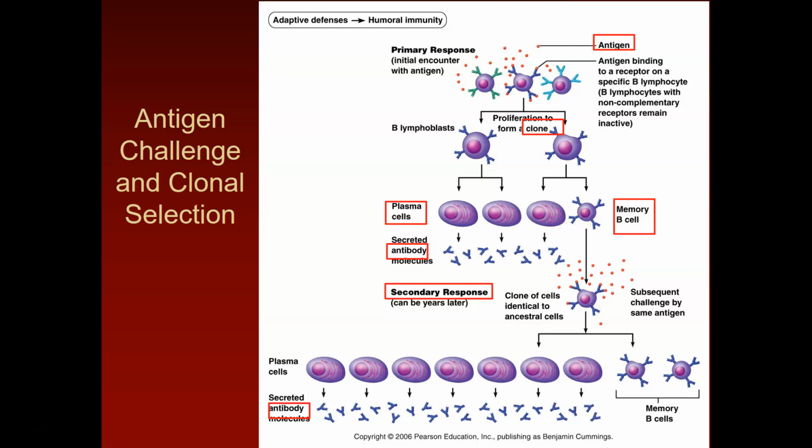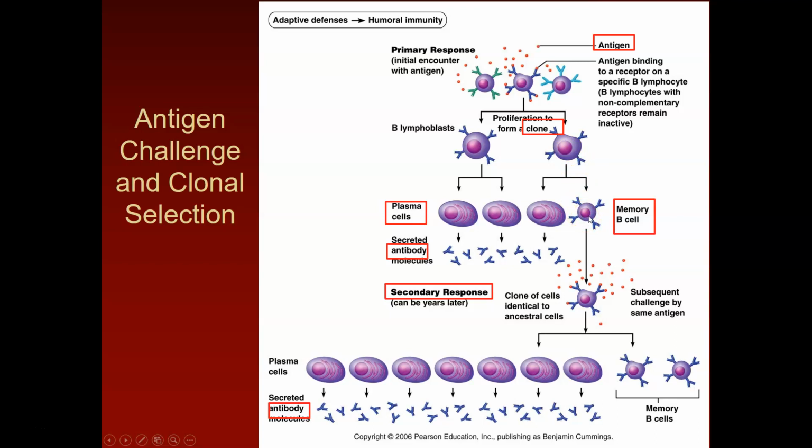Once we have our clone army, some of the cells are going to differentiate into plasma cells. And remember, the plasma cells are the snipers. The bullets they fire are antibodies. Antibodies are going to help wipe out the antigens by clumping them together, is essentially how antibodies are going to work. Some of the other cells that we create during proliferation are going to end up becoming memory cells.